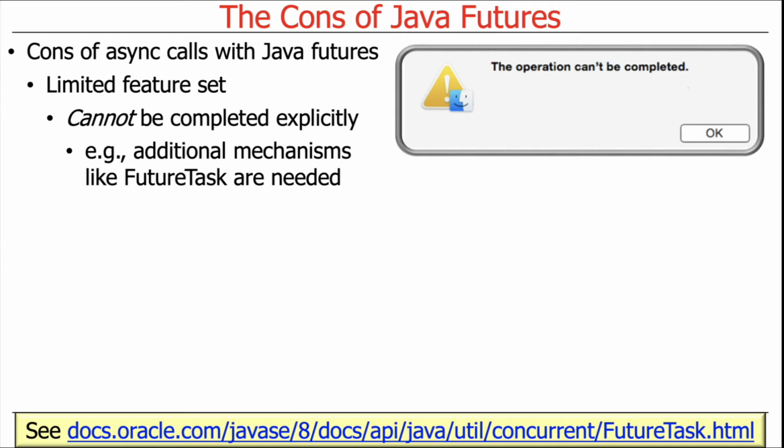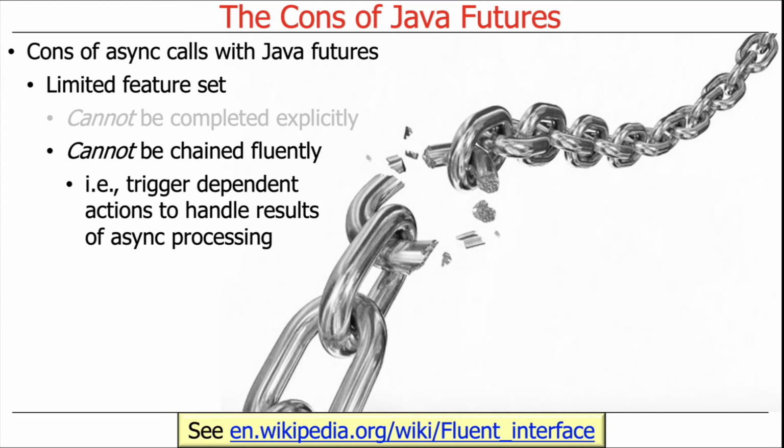In particular, you can't complete a future explicitly. You need to use other mechanisms like future task, which is convoluted and beyond the scope of this talk anyway. So you can't create a future, do a computation, and then explicitly complete it.